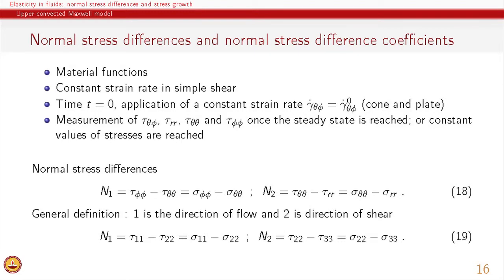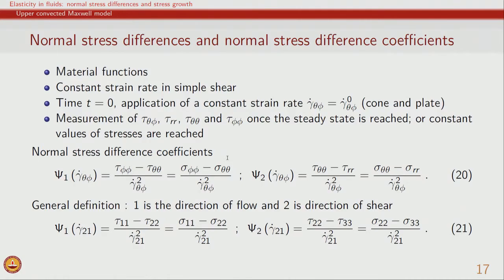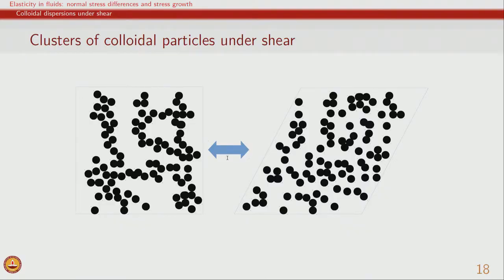So, in summary we have defined a material function in terms of normal stress difference. There are two because we have 3 normal stresses that arise, and we can define them in terms of either normal stresses or normal stress difference coefficients. And so, with this we can now conclude our discussion related to normal stress difference coefficient, and now move on to the next aspect of elasticity of fluid behavior, which is related to the stress growth.